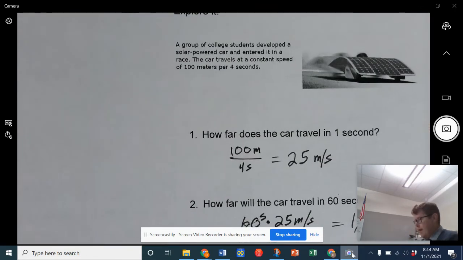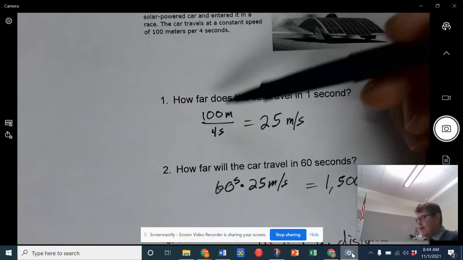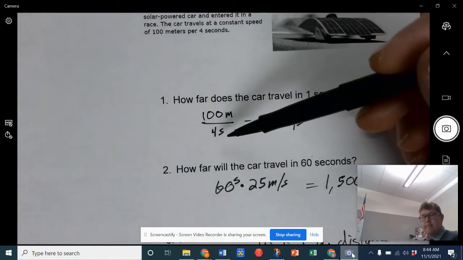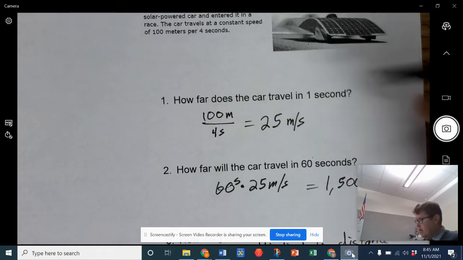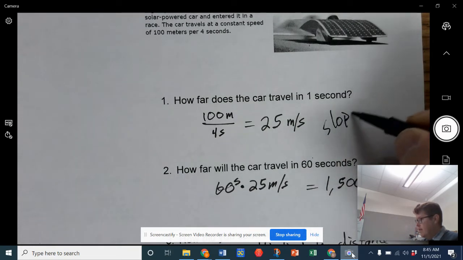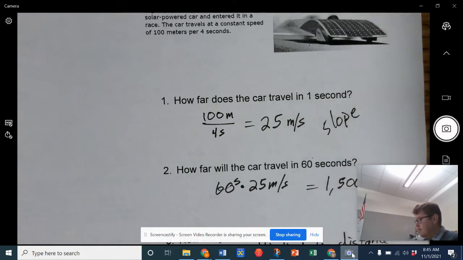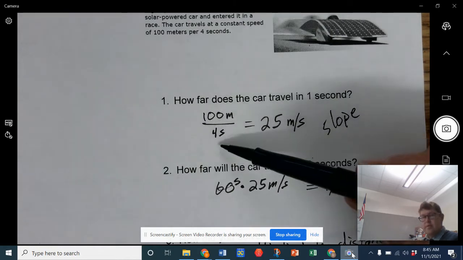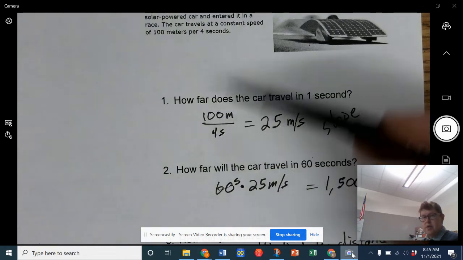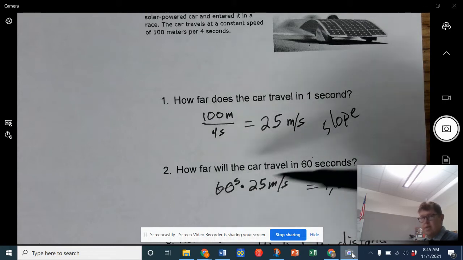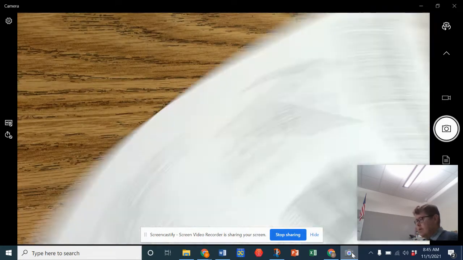So the idea here is this 100 meters divided by 4 seconds. That right there is our slope. That's how steep this line is when we graph it. Remember, we have the rise over the run. The rise is the vertical distance on our graph, and the run is the horizontal distance on our graph. So that's how it relates to these equations.